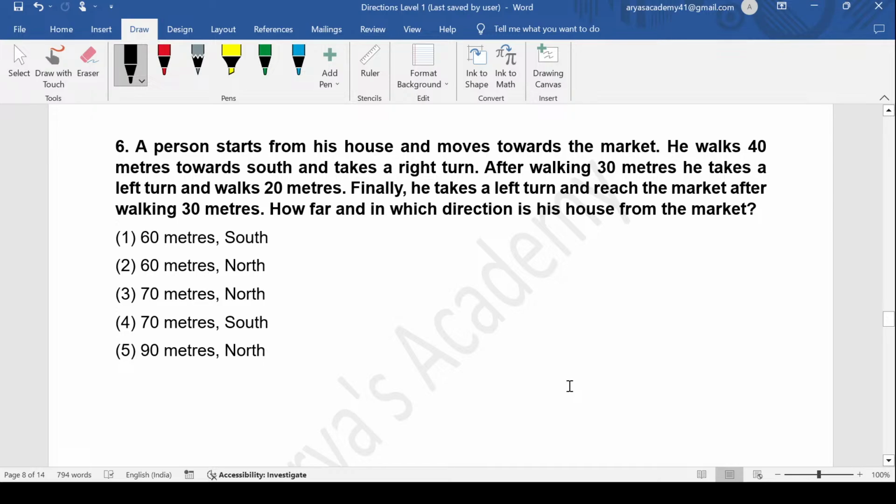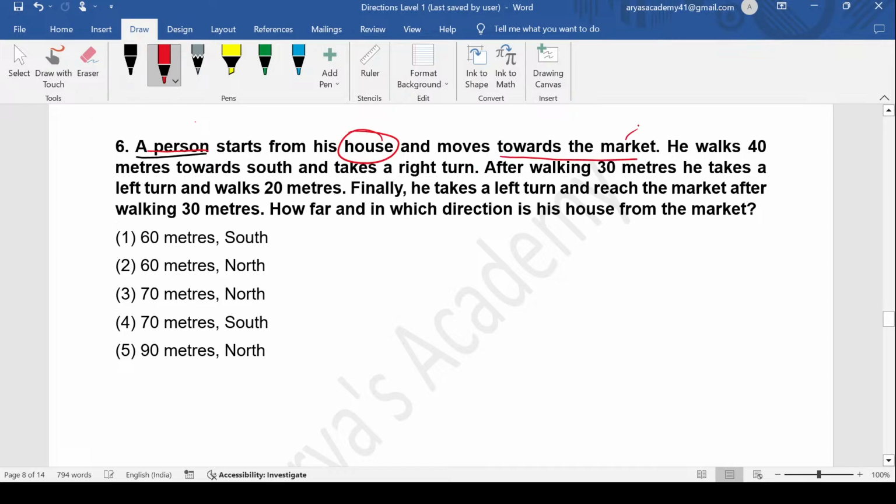But while solving the examination question paper, we won't be like this. We will go like an express train. Only at the starting do we go this slowly. Now, a person, and I'll change the color. A person starts from his house and moves towards the market.